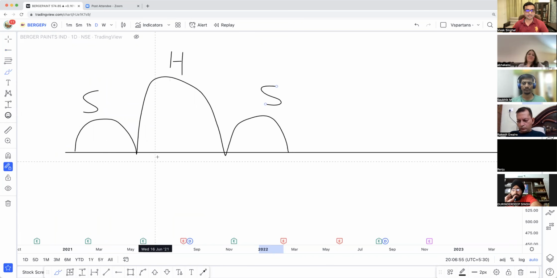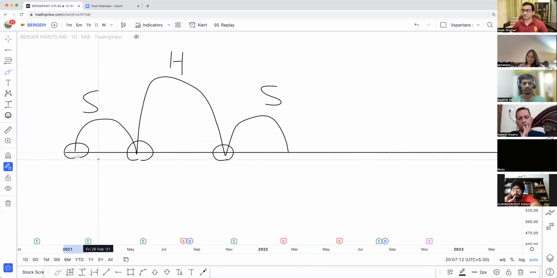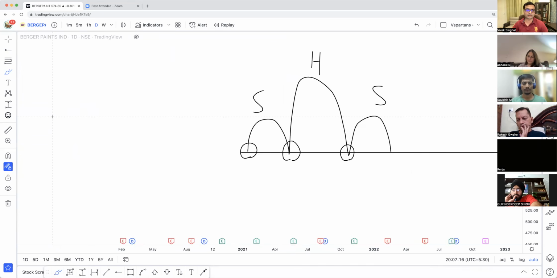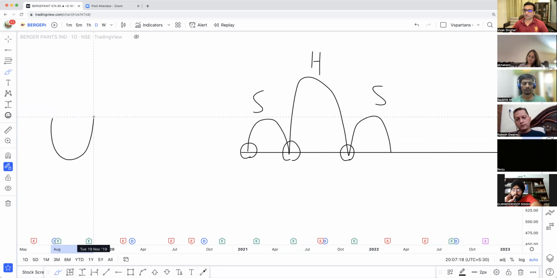So this horizontal line is the neckline, and this neckline should be connected with both sides of the head and the inception of the left shoulder. This is the proper head and shoulder pattern. However, we will not be using it. We will be using the reverse head and shoulder pattern, like this is the left shoulder, this is the head, and this is the right shoulder.